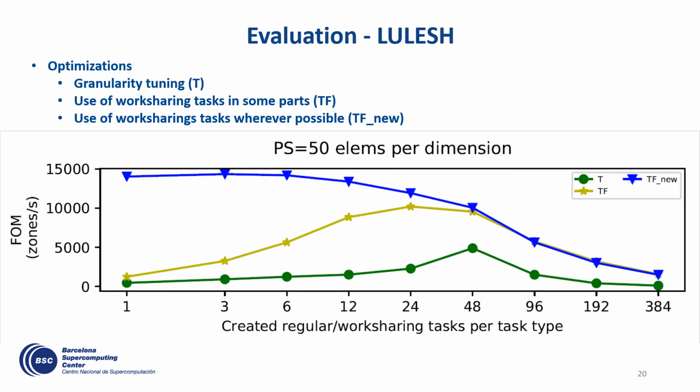To improve the behavior of the previous trace, we applied some optimizations. Firstly, we tuned the granularity. Then, we used work-sharing tasks in some of the kernels. And finally, we used work-sharing tasks wherever possible. This resulted in 3 different versions, T, TF, and TF-new. In the chart, we see a granularity analysis for each of the versions. We can see that TF-new is the best version, significantly outperforming the other 2, while the T version is the worst.